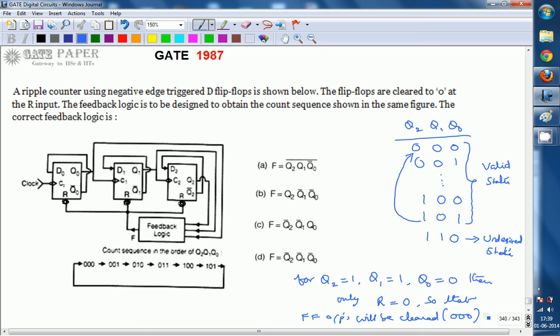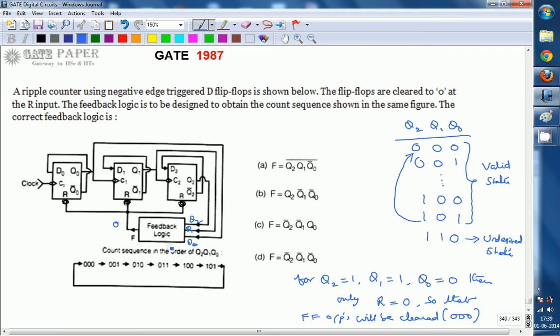Only whenever the control tries to enter this state, by that time R must be 0, and R is an asynchronous input, so it doesn't wait for the clock edge. So whenever R becomes 0, that will make the outputs of the flip-flops become 0, so that it goes into the initial state 0, 0, 0. The first input is Q2, the next is Q1, and the last is Q0.